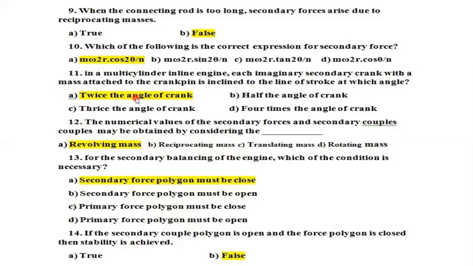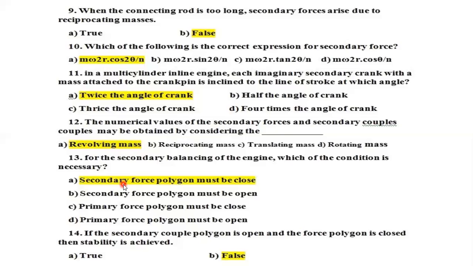Next question is, in multi-cylinder inline engines, each imaginary secondary crank with a mass attached to the crank pin is inclined to the line of stroke at twice the angle of the actual crank, which we saw before. The value of the secondary forces and couple can be obtained by considering only revolving masses. So the answer is revolving masses.